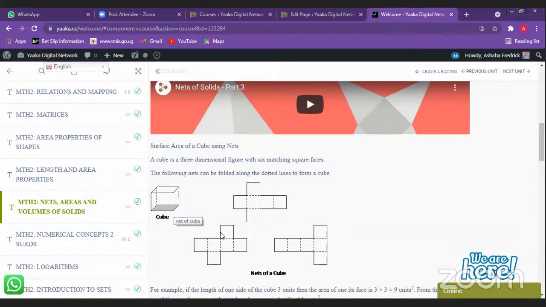So we might either get this or this one here. It depends on the one who has opened it, where he starts from and where he ends. So when you open this cube, this is what will possibly come out. Okay. And since all the sides are equal, we might need to calculate the area of one surface, and then we multiply that by 6.